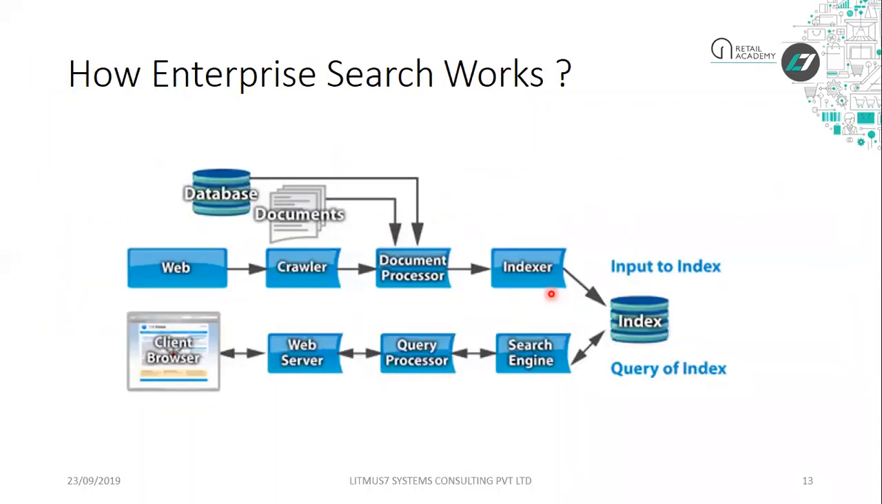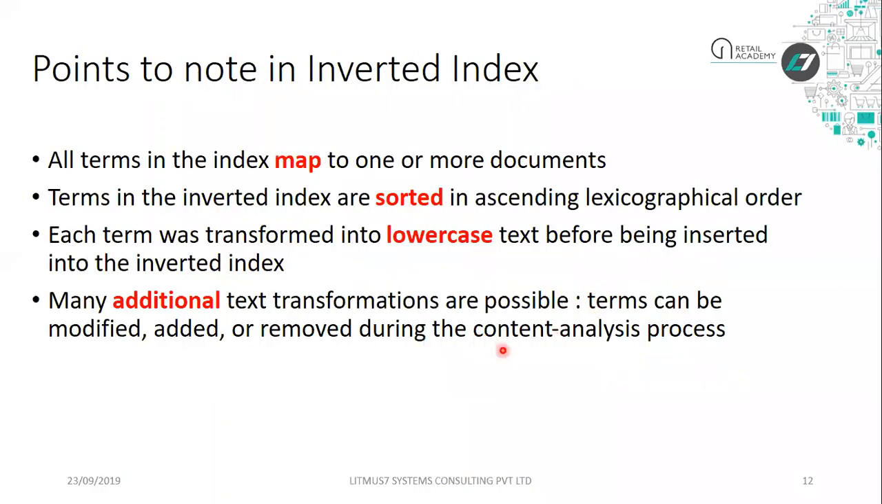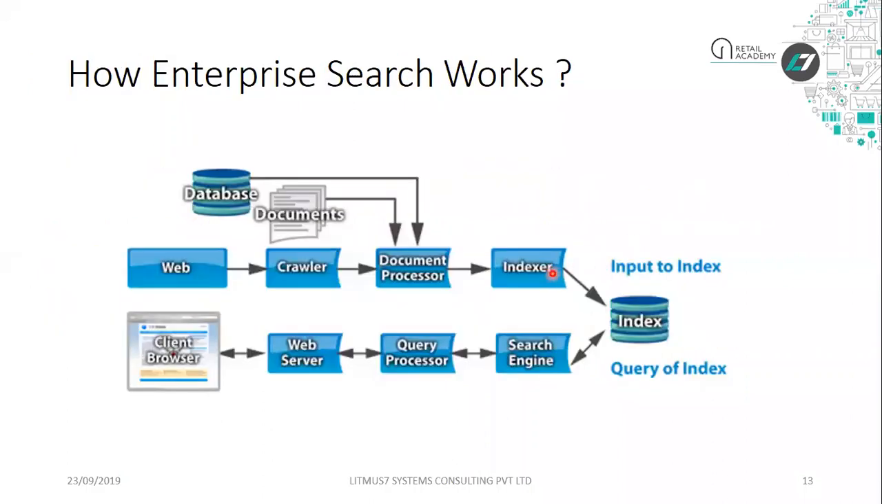And this particular process, the content analysis process, is known as indexing. And that's something I just want to discuss with you next: how an enterprise search engine works. As you can see in this process flow diagram, this is a small representation of all those complicated steps that are happening inside the search engine, a reduced representation of those steps.